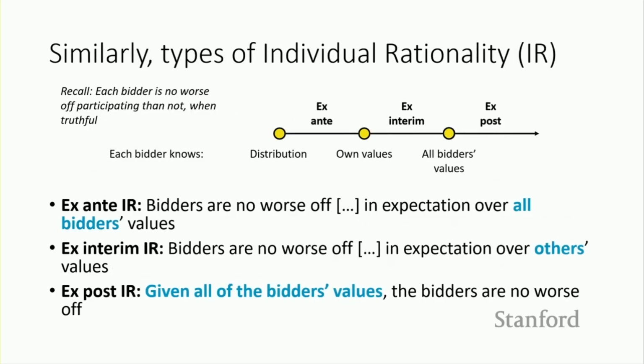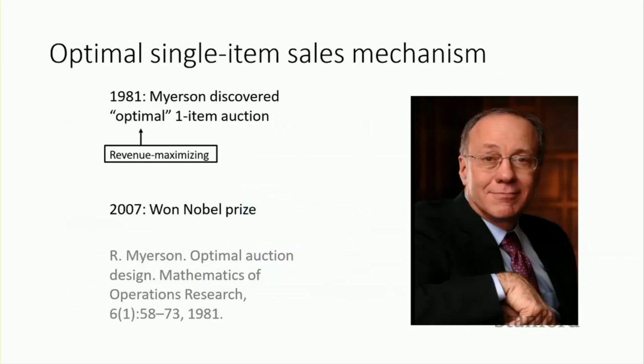You can say similar things about individual rationality. Remember, this is the argument about whether bidders are worse off choosing to participate in your mechanism or not. An IR mechanism has the property that each bidder is no worse off choosing to participate. And you can analyze this, again, at different levels of bidder information. I'll skip the next one.